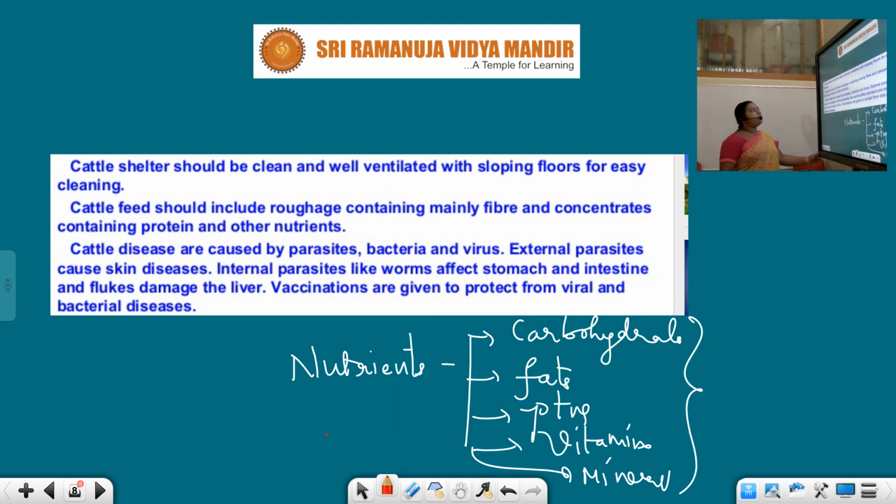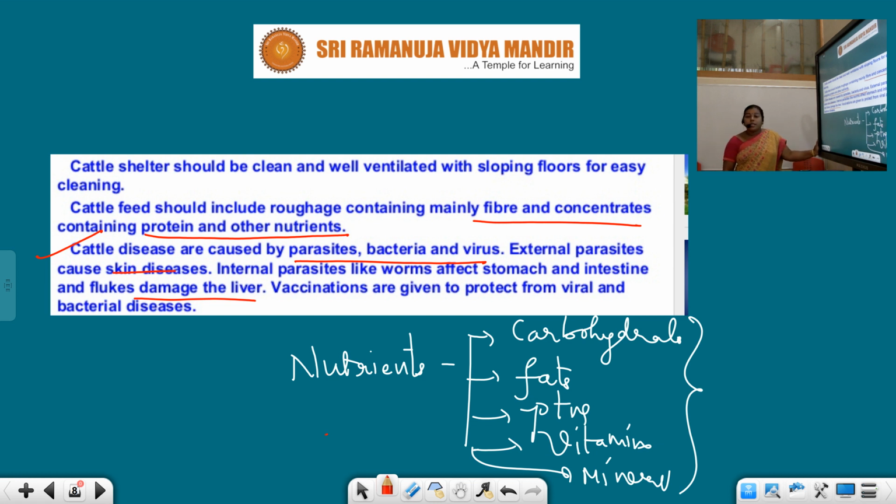Cattle feed should include roughage, containing mainly fiber, and concentrates, containing proteins and other nutrients. Cattle diseases are caused by parasites, bacteria and viruses. External parasites cause skin diseases, and internal parasites cause worm infections, causing stomach and intestinal infections. Flukes damage the liver. Vaccinations are given to protect from viral and bacterial diseases.